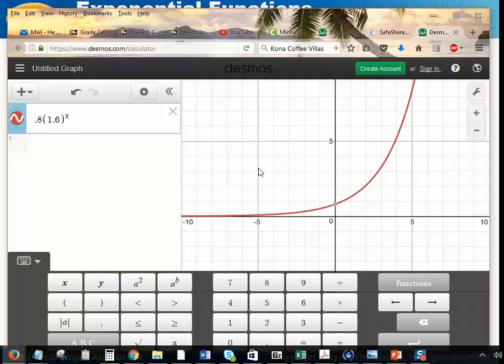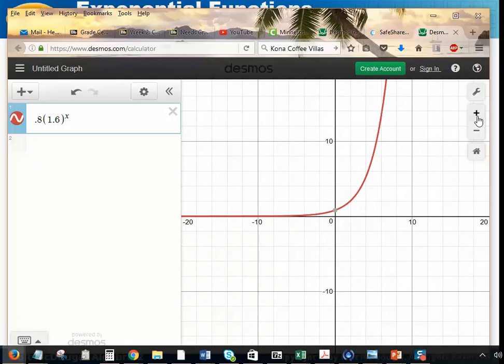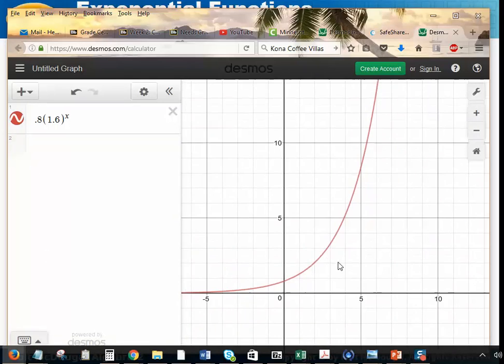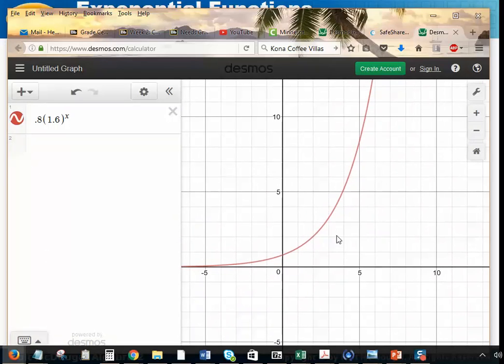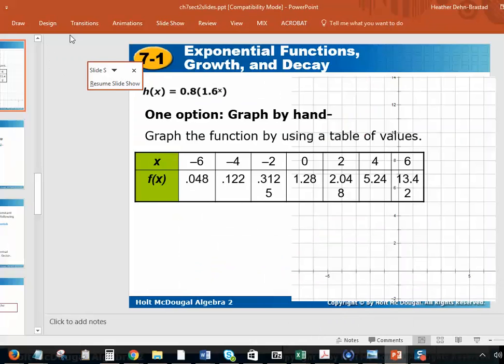You can't save graphs on Desmos, but again, you can take a screenshot and then attach your screenshot to the worksheet in order to show me that you graphed this. So real quickly, we can see that this is exponential growth. You can zoom out to see more of your graph, or you can zoom in to see more specific parts of your graph. You can drag it around as well. Okay, back to our problems here in our slideshow.